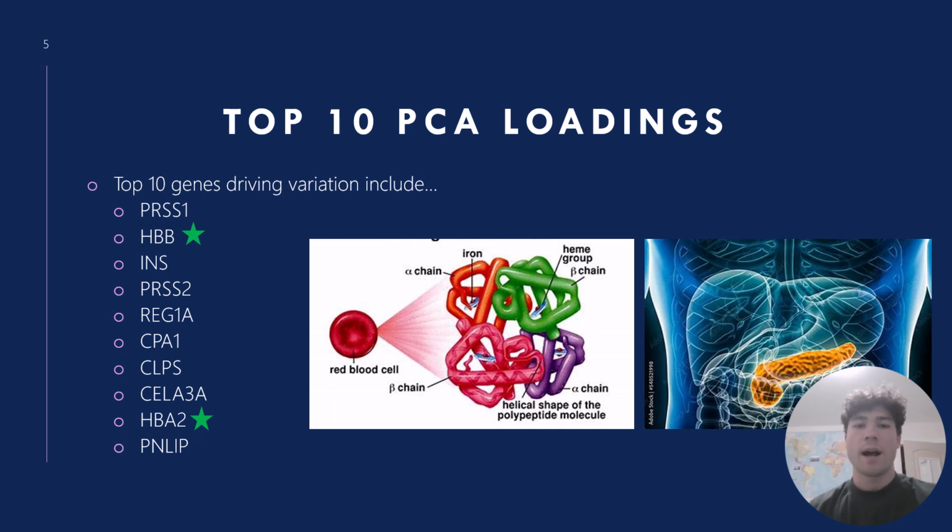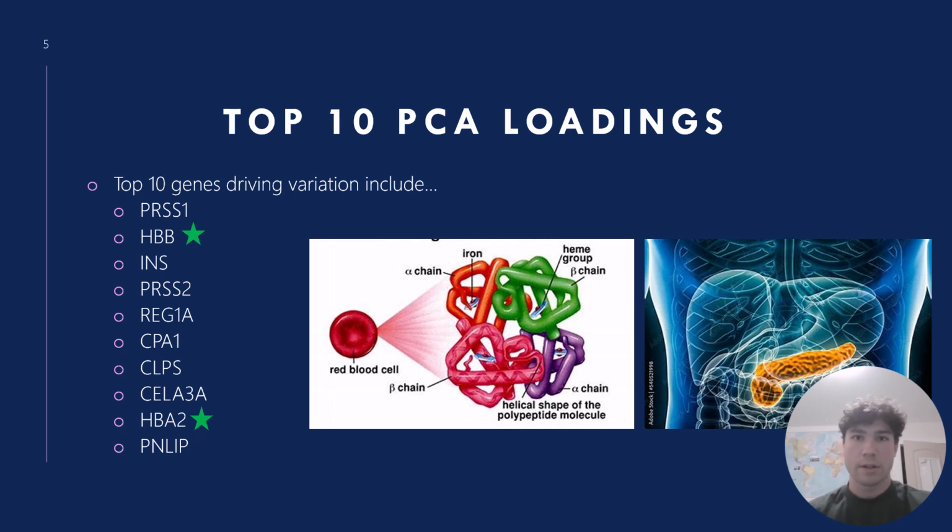I came up with the top 10 positive loading values to see what genes were in that group, and I came up with this list of 10 genes, 8 of which are protein coding genes for proteins that are secreted from the pancreas. So I'm assuming that they're also going to be expressed in the pancreas. I found that to be kind of interesting, and then also have HBB and HbA2. HBB is going to be beta globin, and HbA2 is going to be alpha globin.